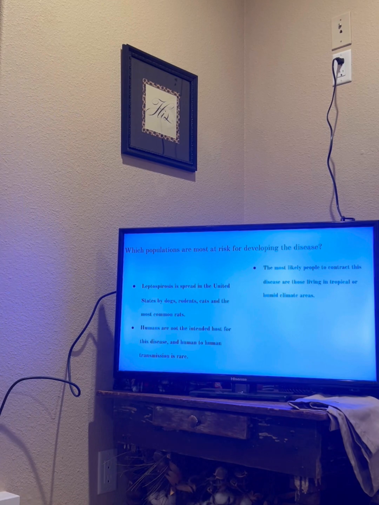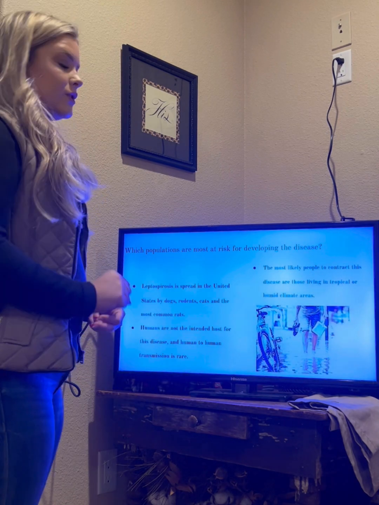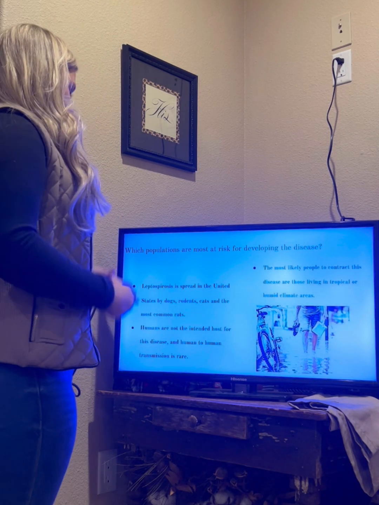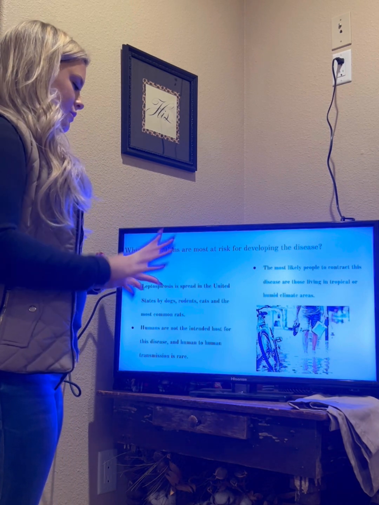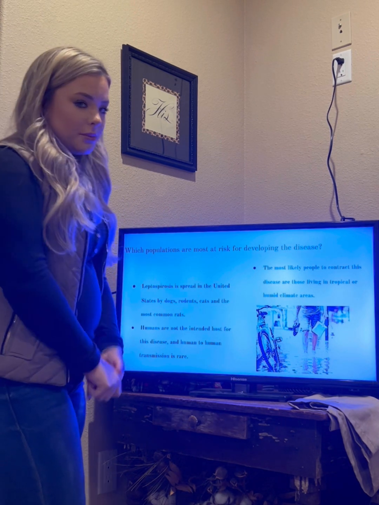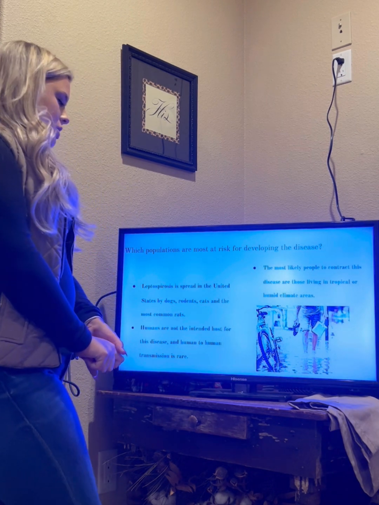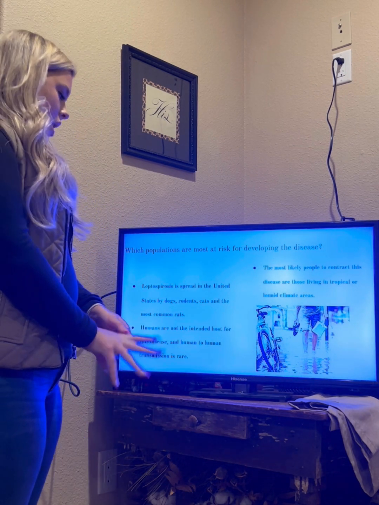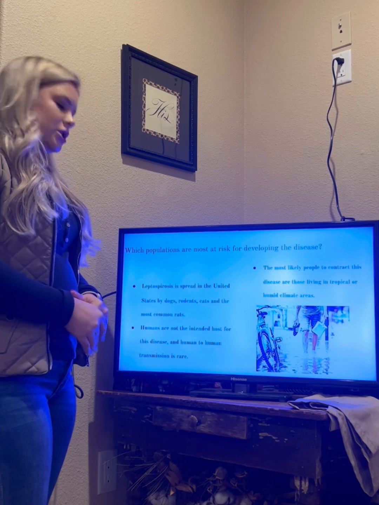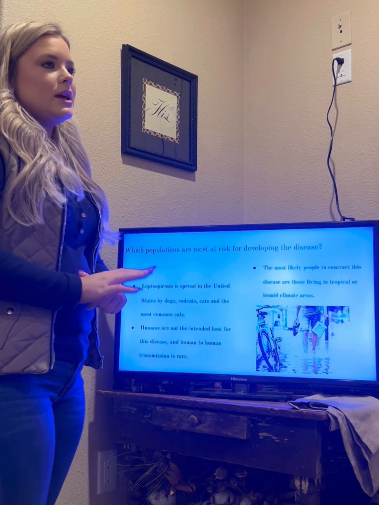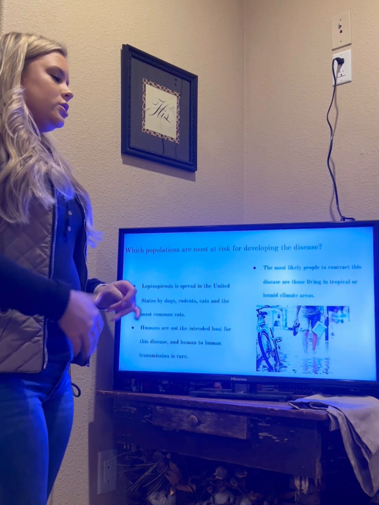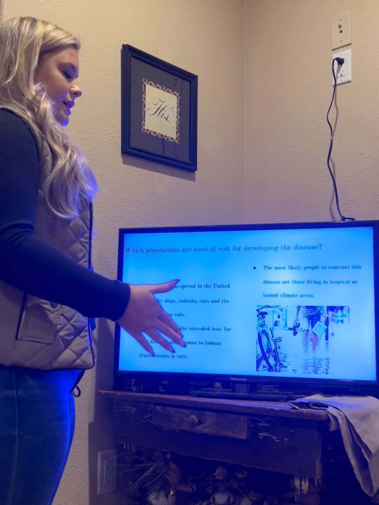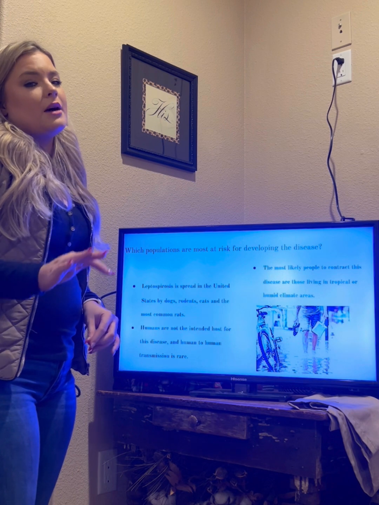Which populations are most at risk for developing this disease? Leptospirosis is spread in the United States by dogs, rodents, cats, and most commonly rats. Humans are not the intended host for this disease, and human-to-human transmission is rare. The most likely people to contract this disease are those living in tropical or humid climate places.